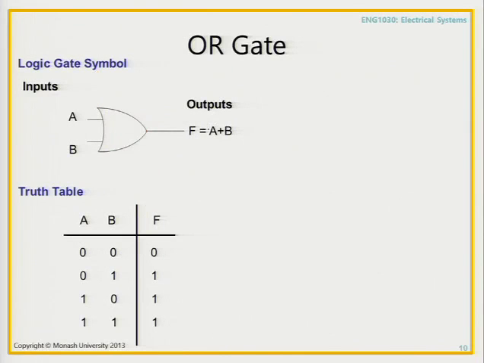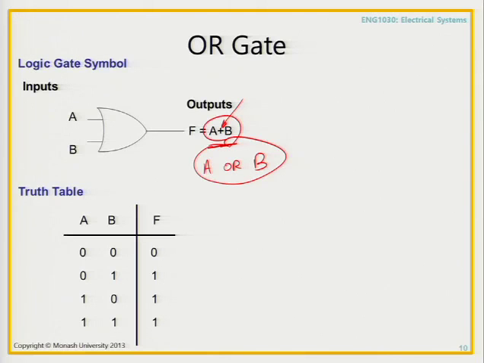Now, the output of an OR gate is represented as A or B, and OR is always represented with a plus sign. Okay? A plus sign means, in terms of Boolean or logic gate algebra, OR. So this here means A or B. Okay, that's what these things mean.